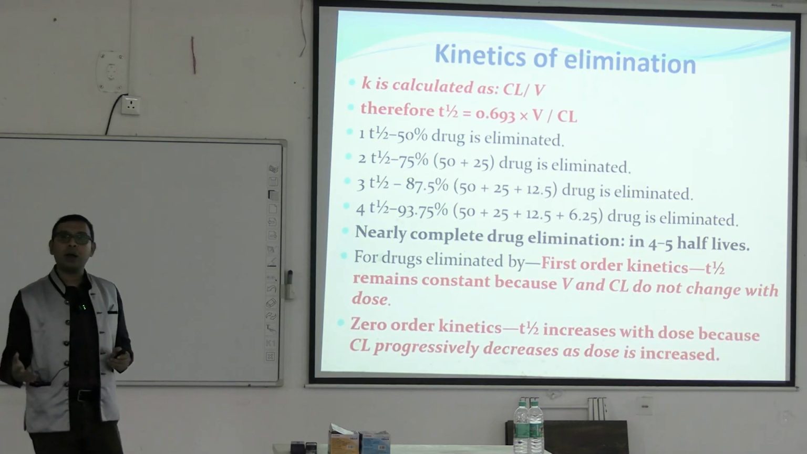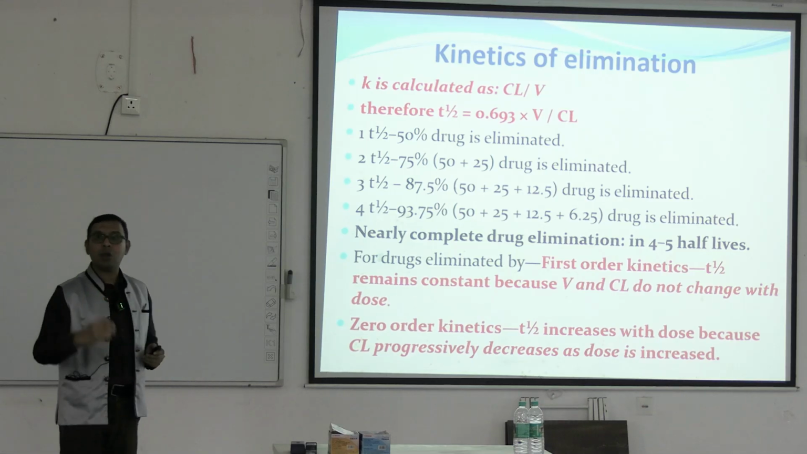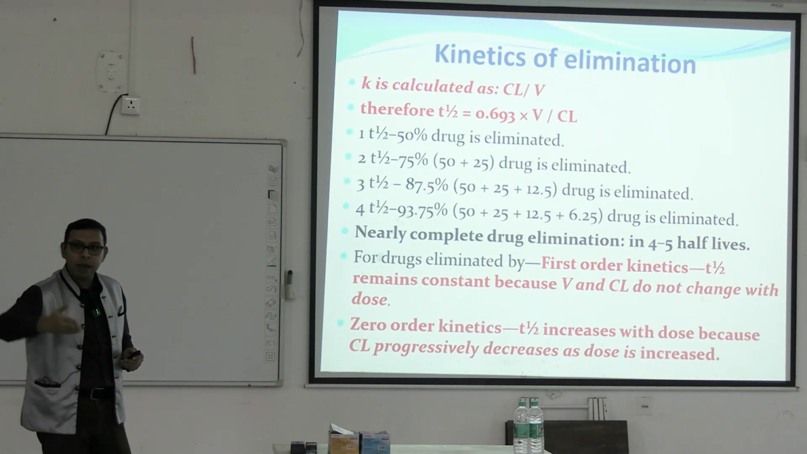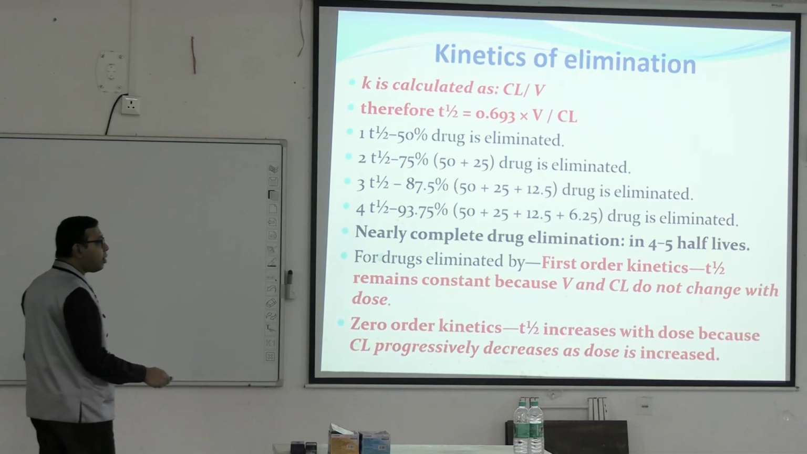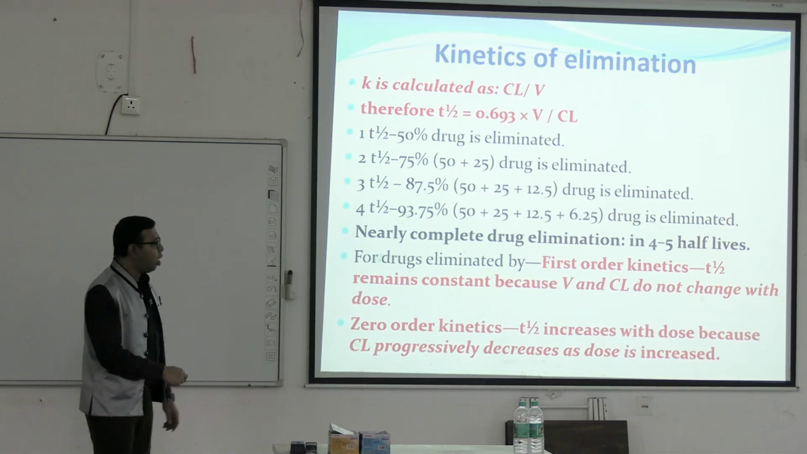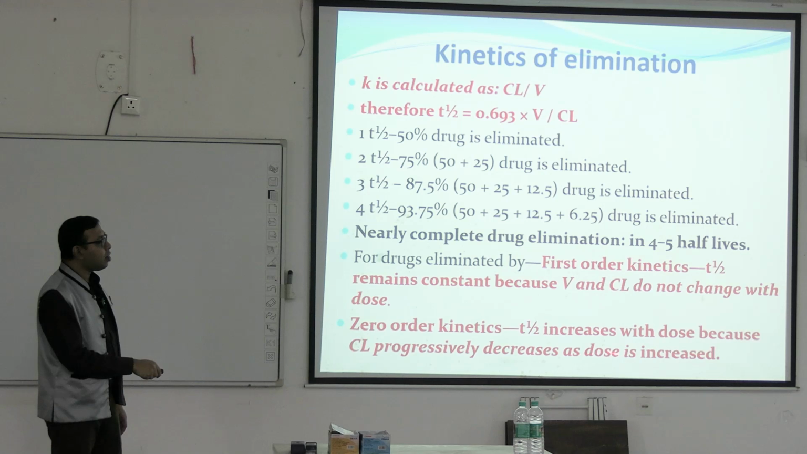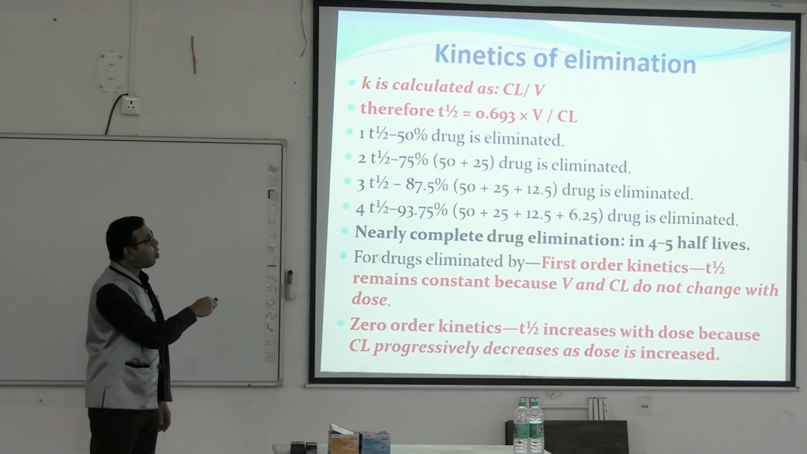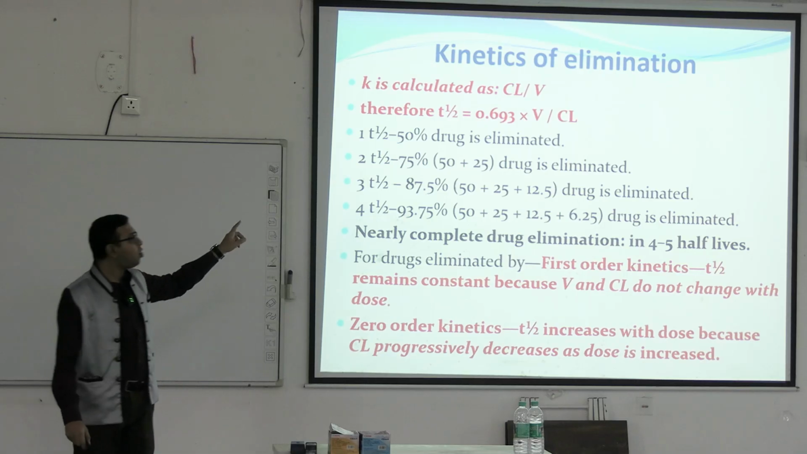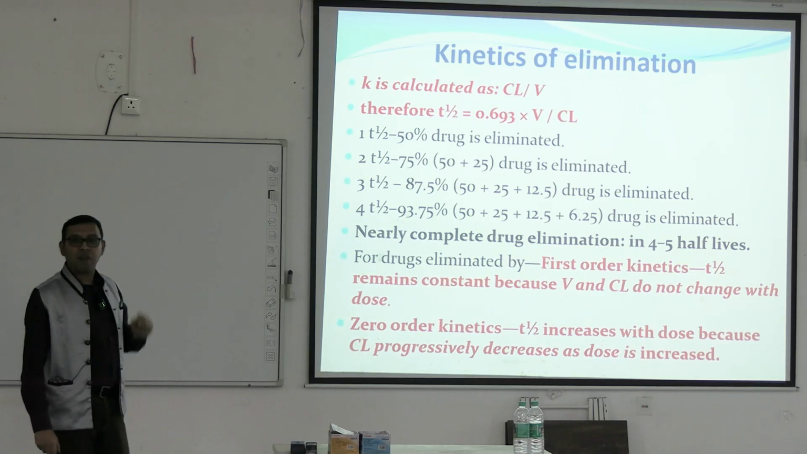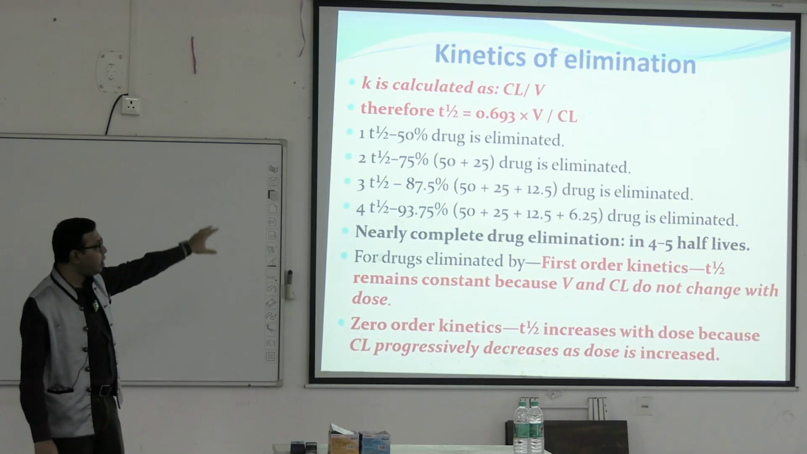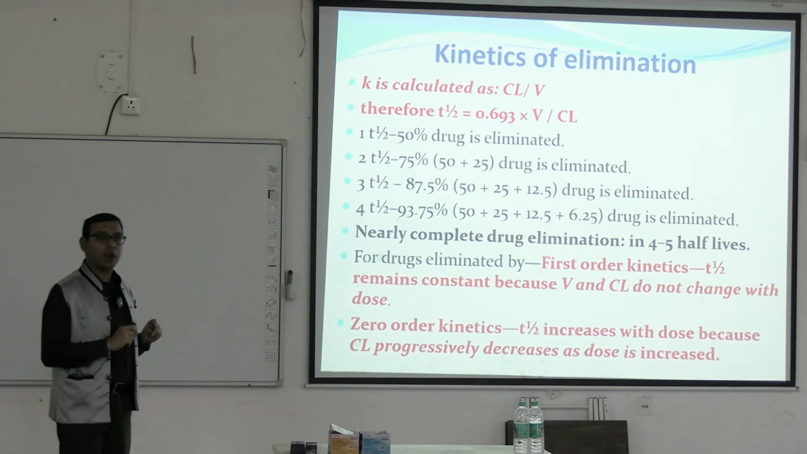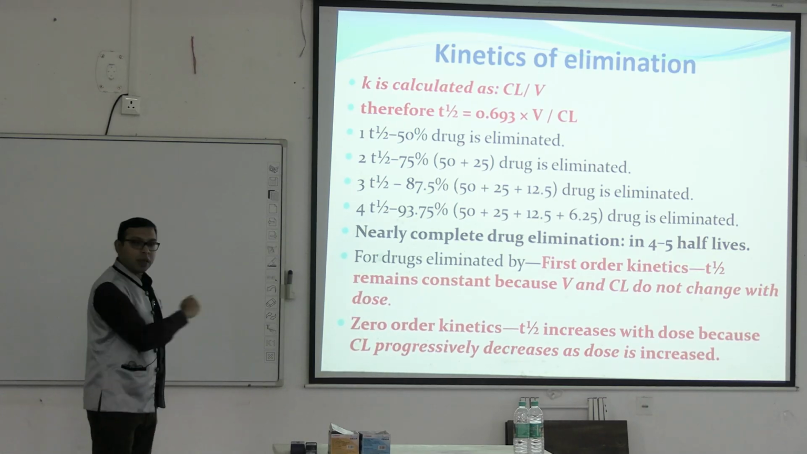But in the case of zero order kinetics, we cannot predict this T-half, because the T-half ultimately becomes prolonged, since the clearance will be lesser. In zero order kinetics, T-half increases with dose, because the clearance progressively decreases as the dose is increased. For example, here for drug A, which follows first order kinetics, we assume in this equation that 50% of the drug is eliminated in one half-life, and accordingly this calculation is done.